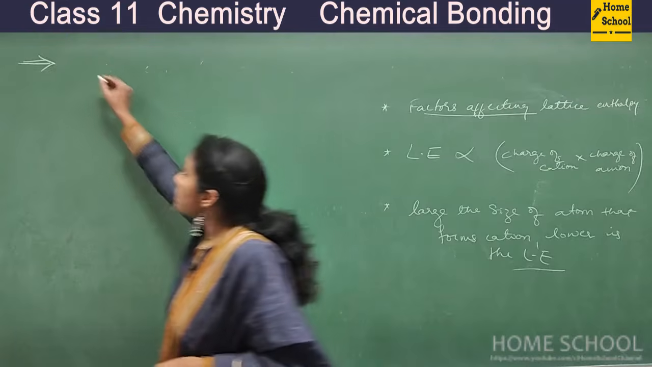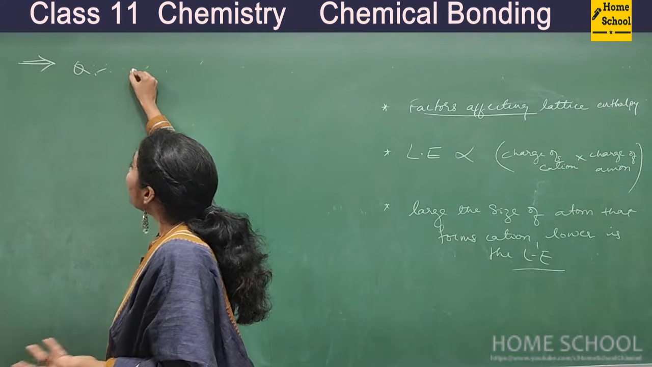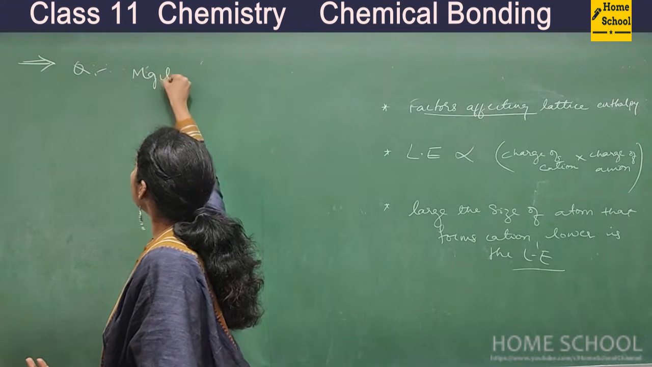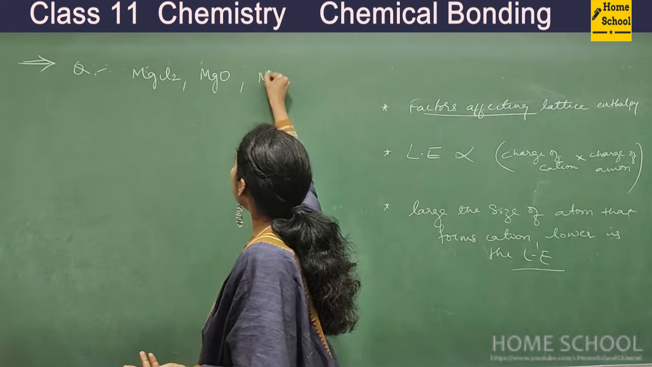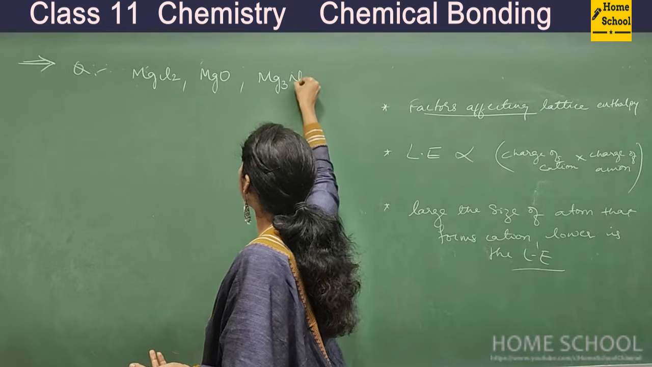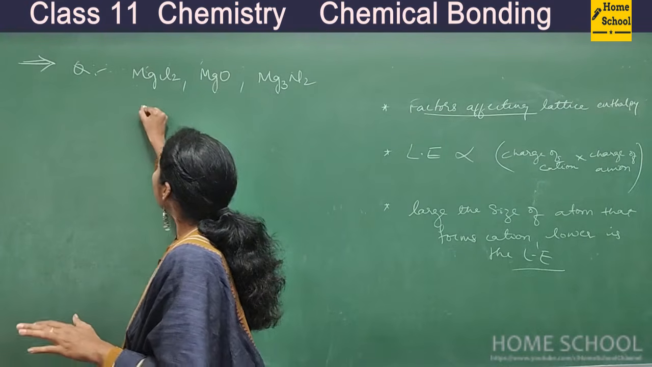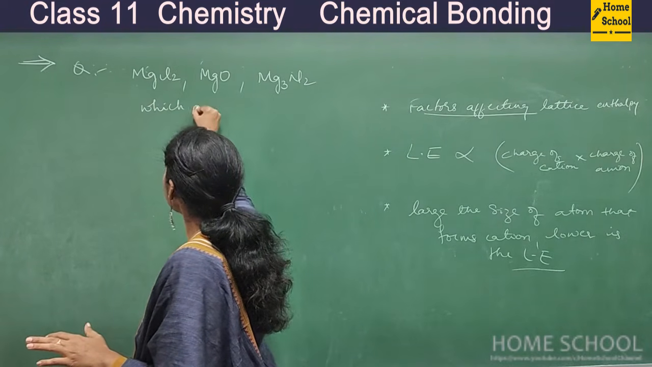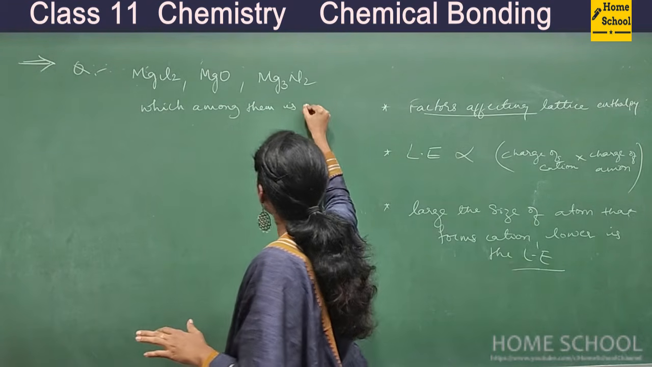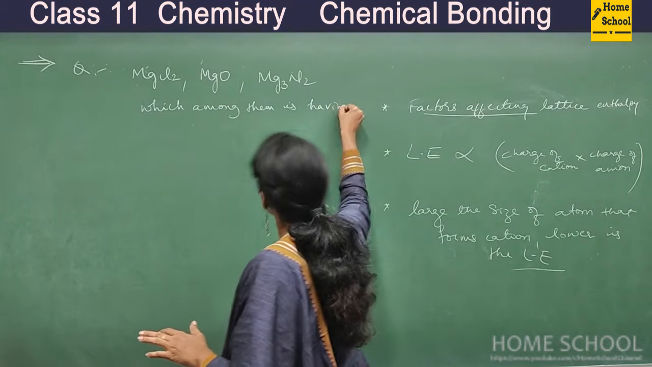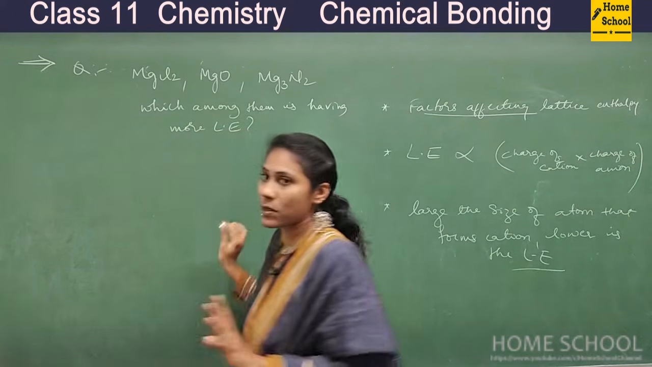Okay, so now let us try to work out some questions based on these two points. Observe the first question here. It's a very famous question. You have the compounds MgCl2, MgO, and the other one, let me take Mg3N2. Okay, so all these are ionic compounds, and the question is which among them has more lattice enthalpy.